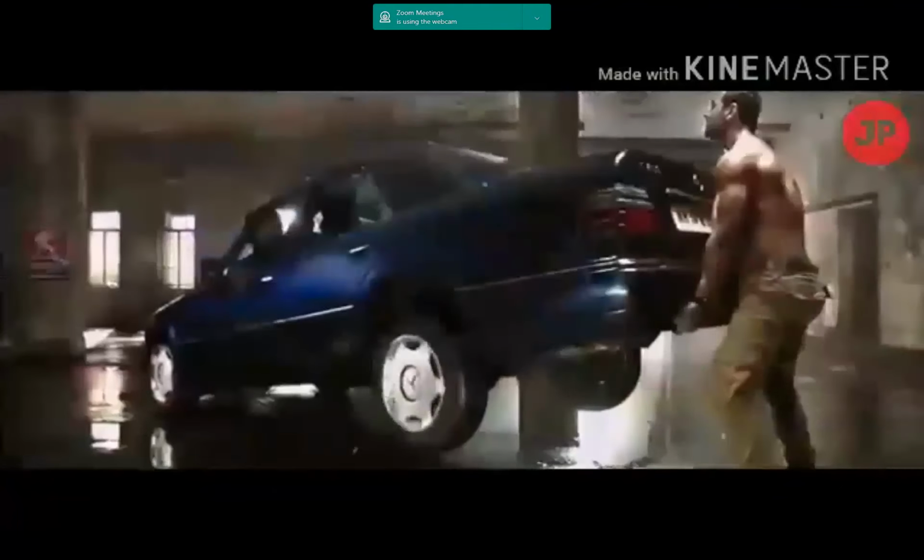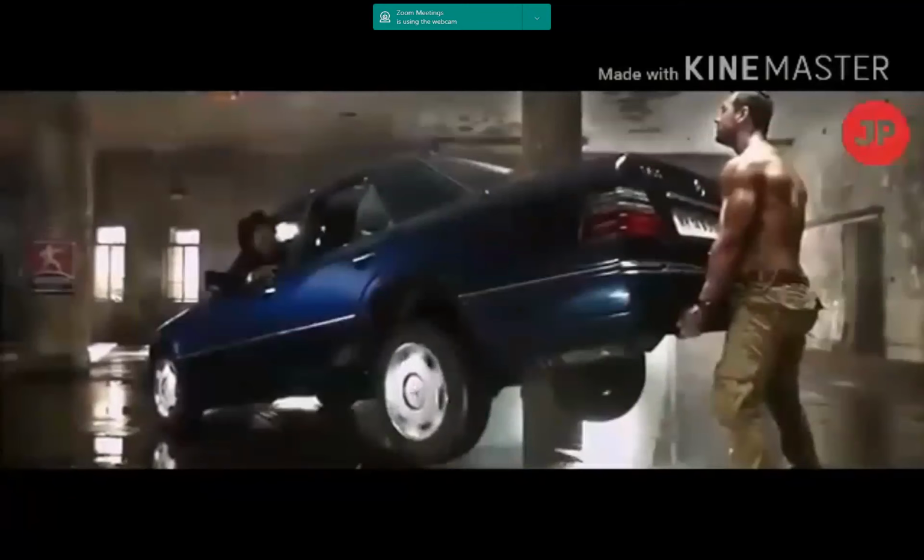This is what I was saying. The engine is entirely powering only the back wheels. The front wheels have no power. If it had been a four-wheel drive, it would have dragged John Abraham with it. So the villain should have spent more money on buying a four-wheel drive car. But he's also trying to save money.